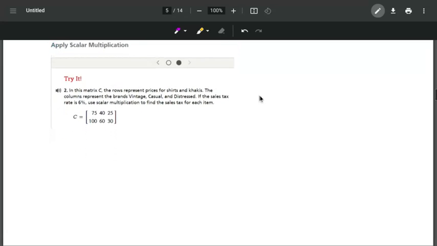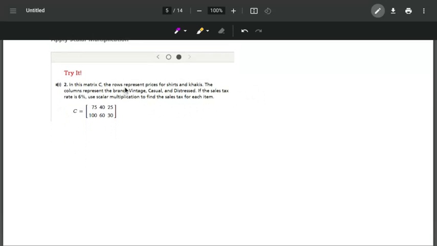In example 2, in this matrix C, the rows represent the prices for shirts and khakis. The columns represent the brand: vintage, casual, and distressed. If the sales tax rate is 6%, use scalar multiplication to find the sales tax for each item. Scalar multiplication means I would take this 6%, or 0.06, and multiply it by the matrix. $100, $60, and $30.